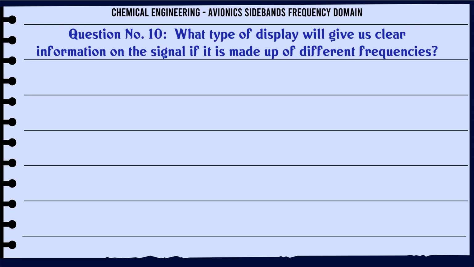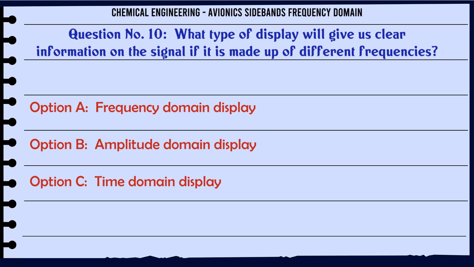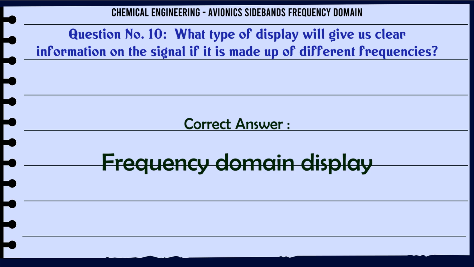What type of display will give us clear information on the signal if it is made up of different frequencies? A: frequency domain display, B: amplitude domain display, C: time domain display, D: bandwidth display. The correct answer is frequency domain display.